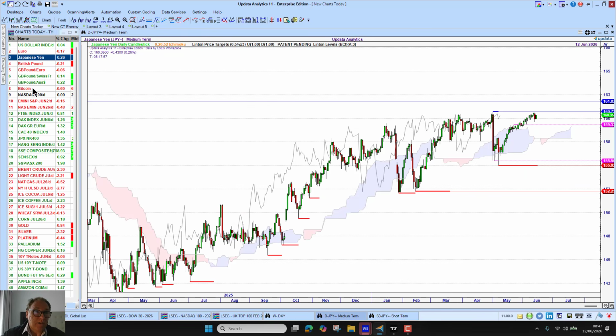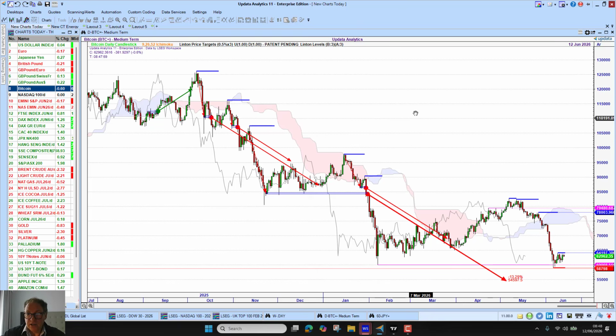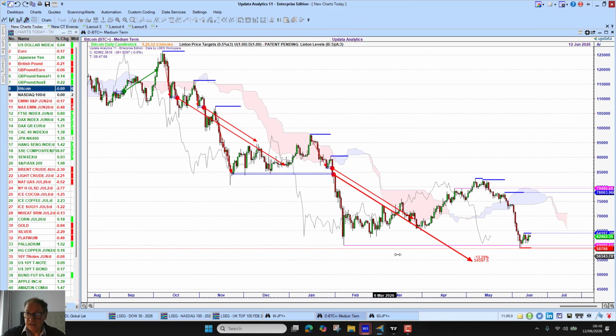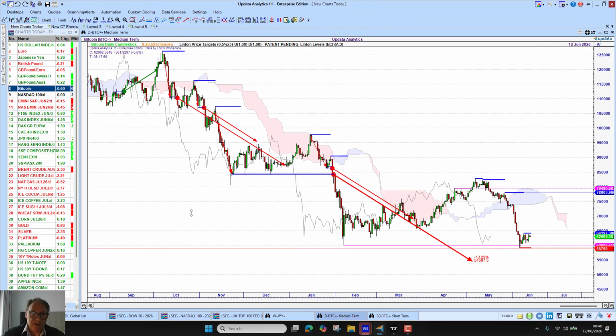And then if we look at Bitcoin, this has been a really bearish situation, and you can see here just trying to find support at that 58,800 level. And if we look at the 60-minute chart for Bitcoin, there is a bit of recovery, but it's a weak recovery and counter trend. So that's quite key as well.